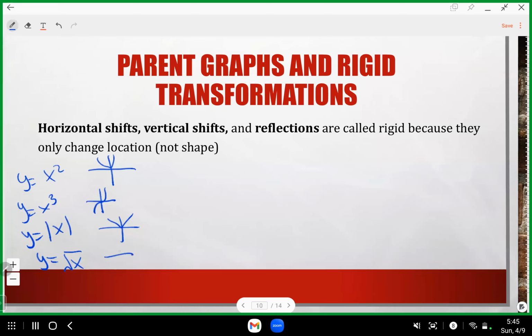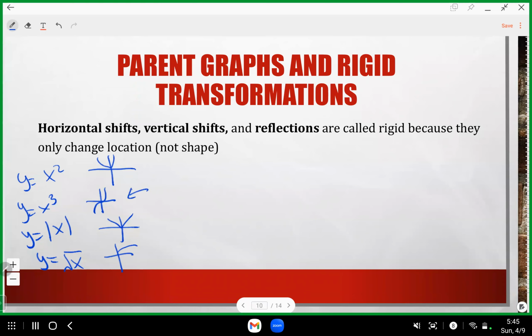But if you don't know, you can go on desmos.com and you can put that in. But you can always do a table of values, like what is 1 cubed, 2 cubed, negative 1 cubed, negative 2 cubed, and you can graph it yourselves with the table of values.